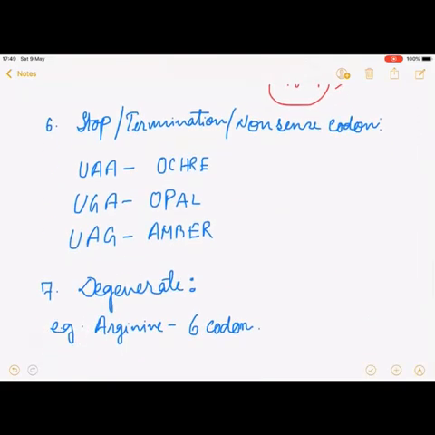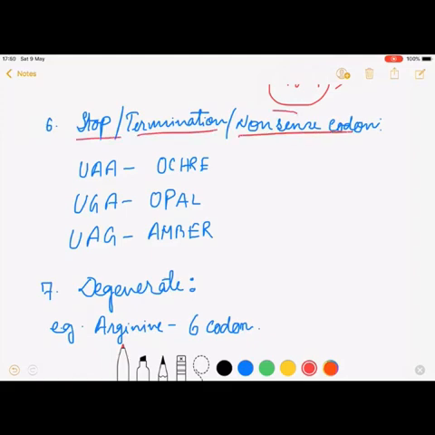Next, the genetic code has a stop codon or termination codon or nonsense codon. I don't prefer the name nonsense, but it is given in the book, but they have some sense.